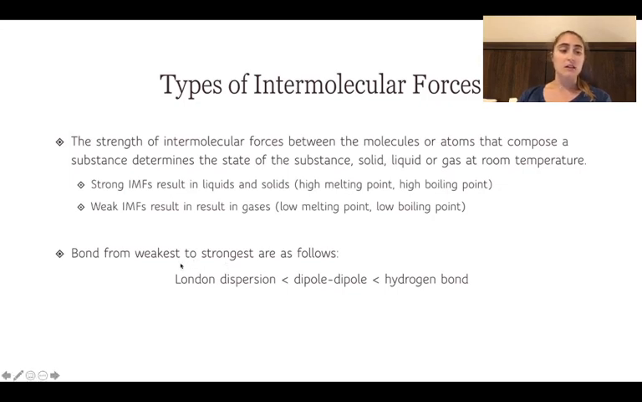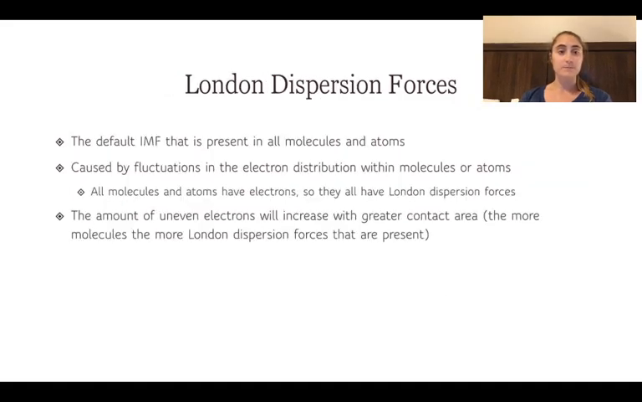So let's take a look at the relative strength of these bonds. These are now listed from weakest to strongest. The weakest one, and this is the one we'll start talking about first, is London dispersion forces. Then the mid-range one is the dipole-dipole, and then the strongest one is the hydrogen bond. This video will focus strictly on London dispersion forces, and you'll watch the other videos, the dipole-dipole and the hydrogen bond videos, to get the rest of the notes.